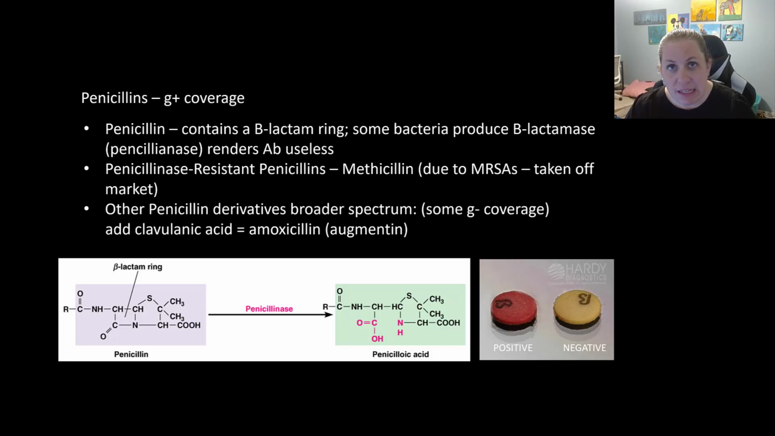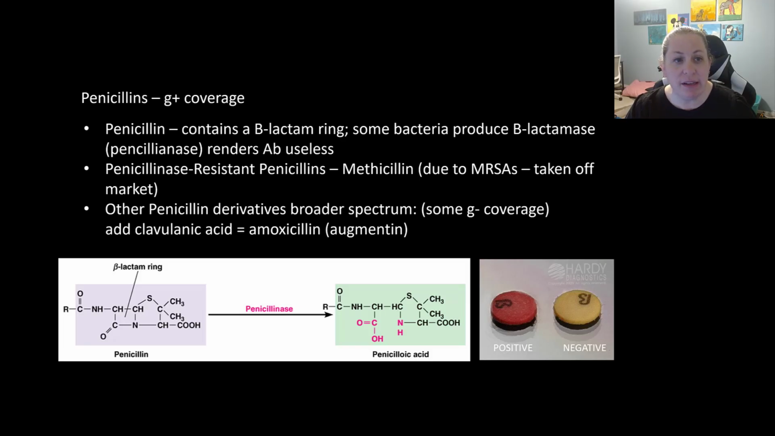An example of this is MRSA. You might have heard about MRSA before. Methicillin was taken off the market because it was a type of penicillin that was developed, and the bacteria was able to break it down and overcome it too quickly. And this is what created a lot of those antibiotic resistant strains that we call MRSA.